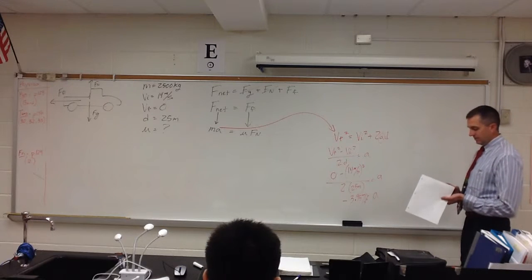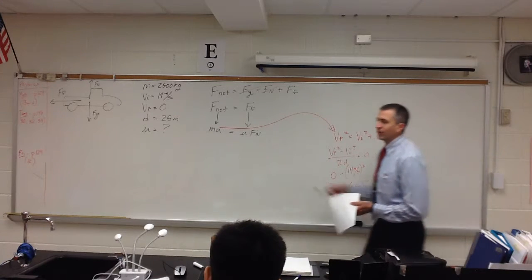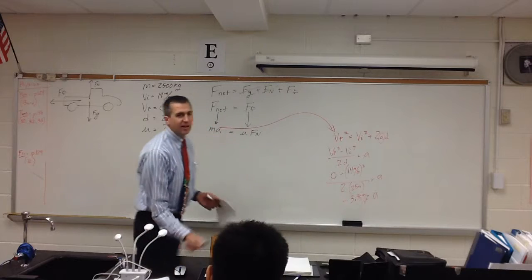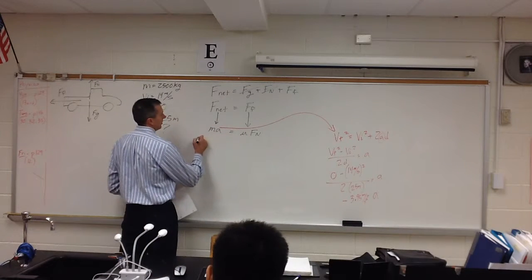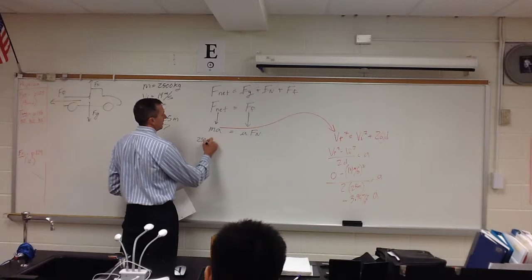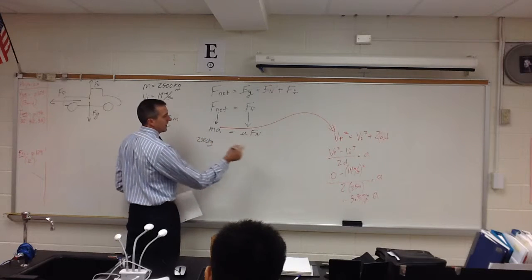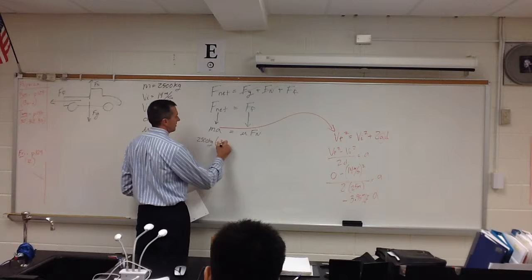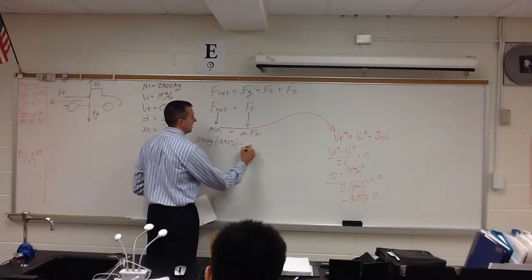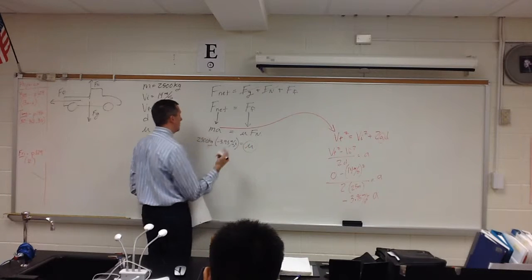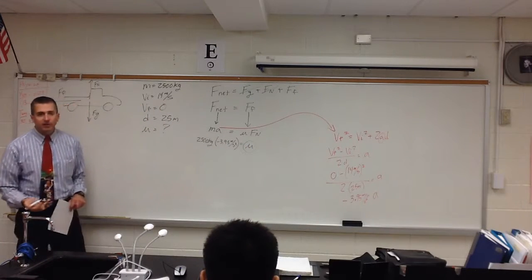Good. Now I did all that work just so I could continue on my Fnet back over here. So back to the black marker, we got a mass of 2,500. We got an acceleration of negative 3.95 meters per second squared. That's going to equal mu, which remember, the mu is what we were really ultimately looking for.